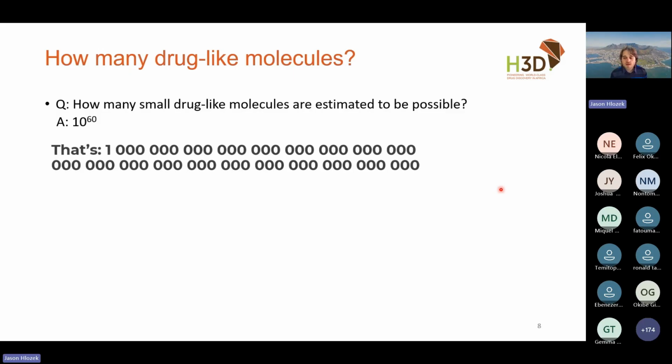The number of compounds that are possible to make is absolutely tremendous. And it's the medicinal chemist's job to try and figure out which compound in this huge sea they should make next to progress their project forward and find a more optimal compound.